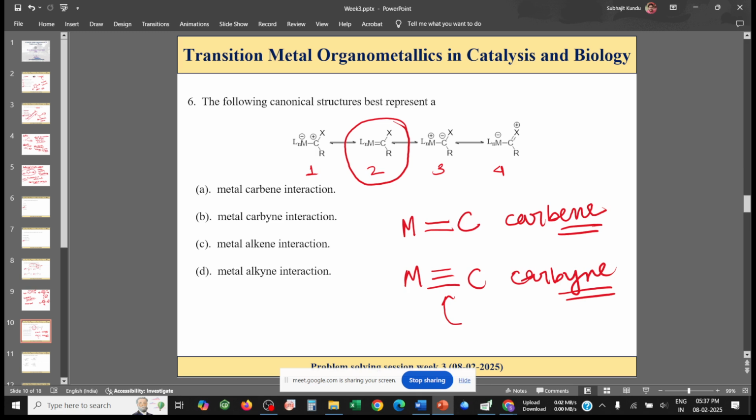I think I got the answer. This canonical structure is best represented as a metal carbene. So option A will be the right answer for this question.